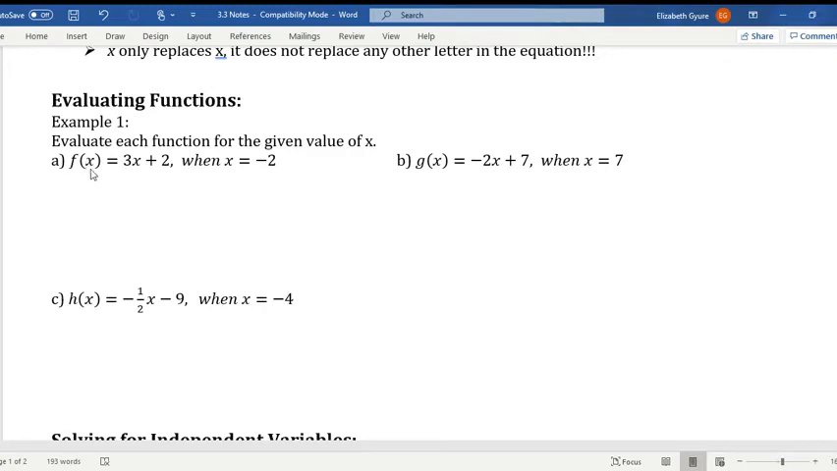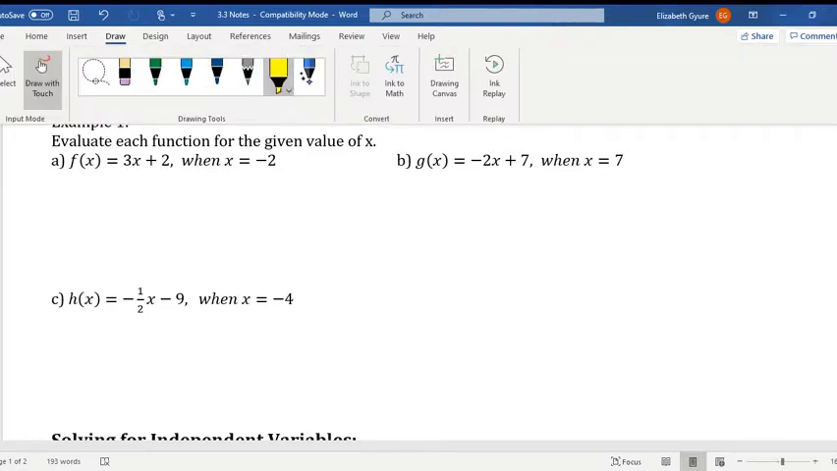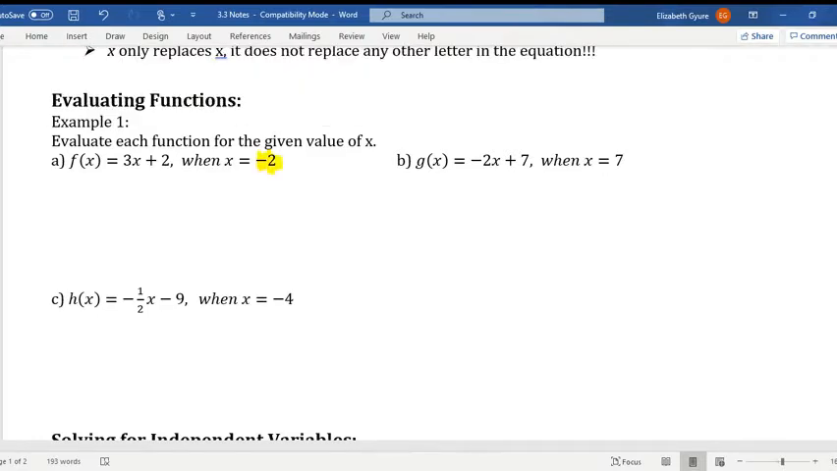Now it says f of x equals 3x plus 2 when x equals -2. That means I want you to take the number -2, and everywhere you see an x, you're going to replace it with -2. Well, I see an x here in my parentheses, and I see an x here next to the 3. So that's the only places we're going to put it. So technically, we're just going to plug -2 into our equation.